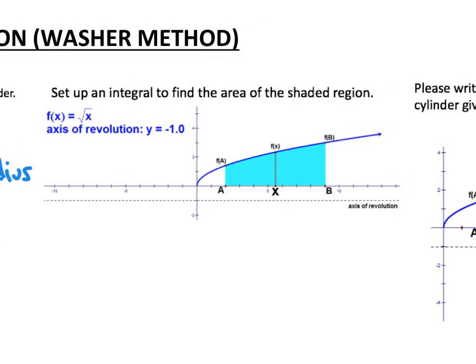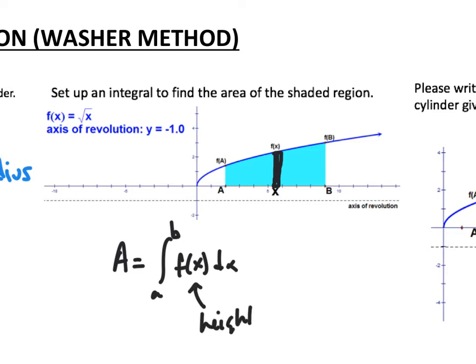And it says, first, let's set up an integral to find the area of the shaded region. This is still that same thing from the previous page. So our area here would be to take the integral from a to b of f of x dx. Now, just to remind you guys that f of x is the height of a very, very thin rectangle. Okay, this is the height of that rectangle, and the dx is our width.